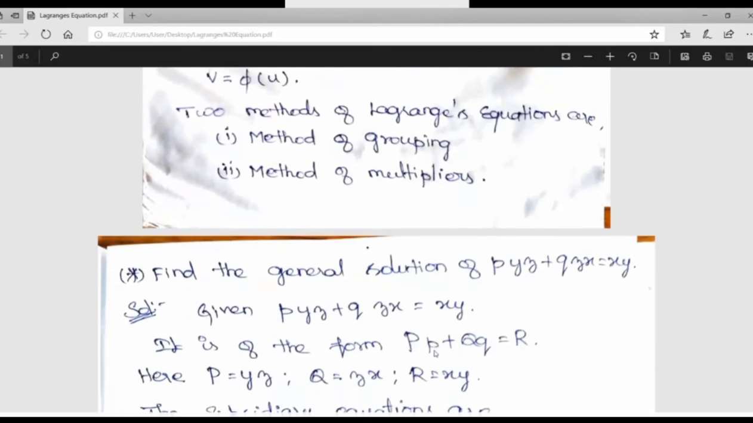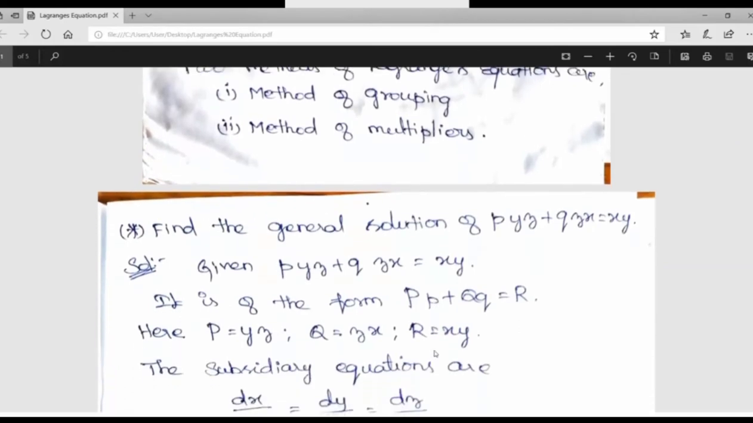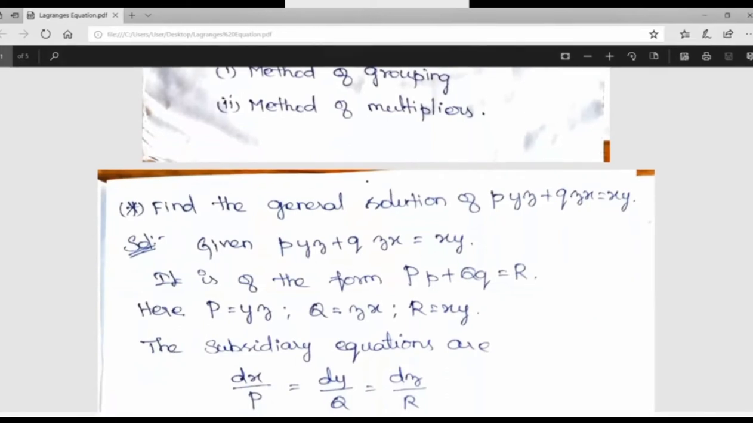First problem is to find the general solution of pyz plus qzx equal to xy. So what's the first step? We have to write what is given. We can identify that the given equation is in the format of capital P p plus capital Q q equal to R. In the first part, apart from small p, the other term we have is yz, which we keep as capital P. Similarly, in the second term, apart from small q, the variables we have are zx, which we keep as capital Q. And on the right hand side, we have capital R, that is xy.